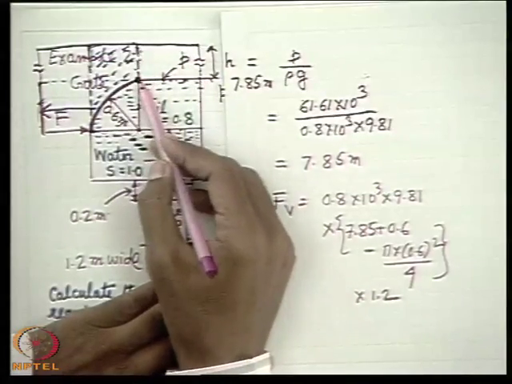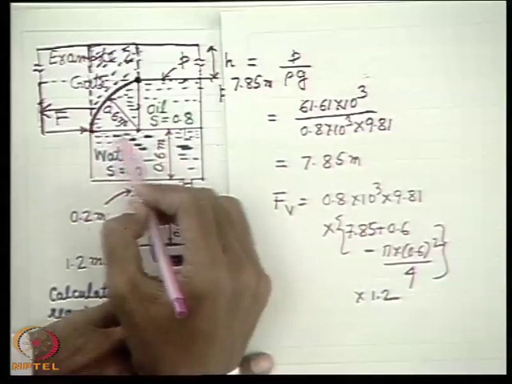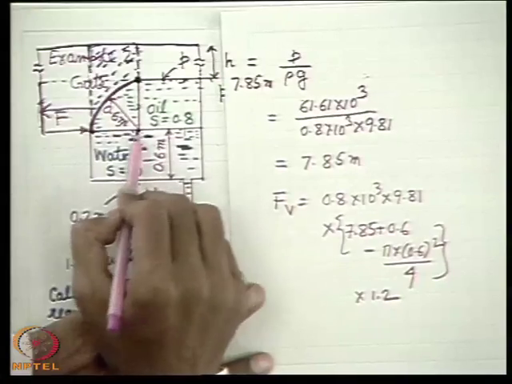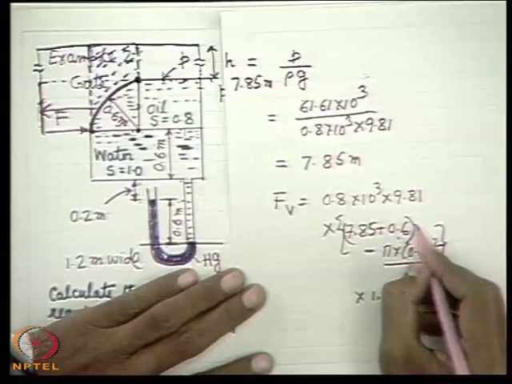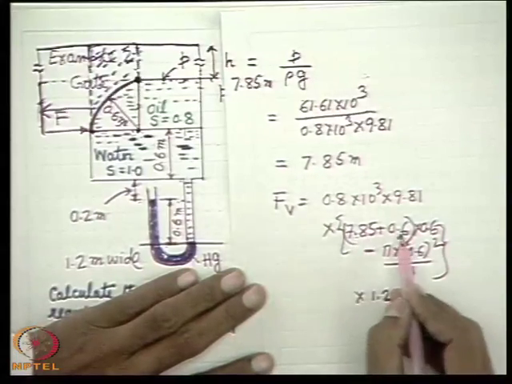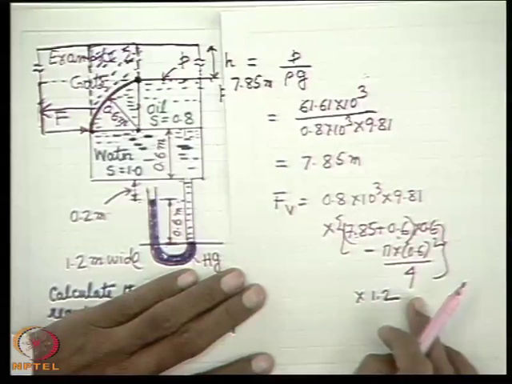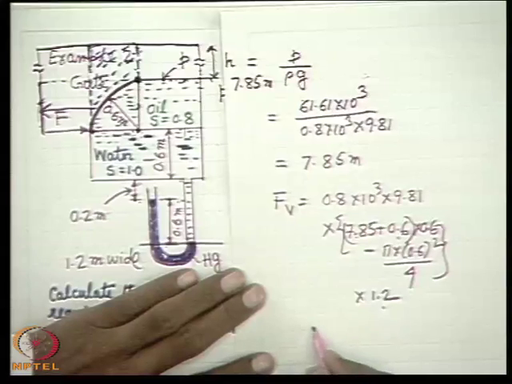7.85 plus 0.6 into 0.6. That means this side is 0.6. Very good. 7.85 into 0.6, then it comes meter square, minus pi 0.6 whole square by 4, into 1.2. Very simple thing. So we get the value of FV.